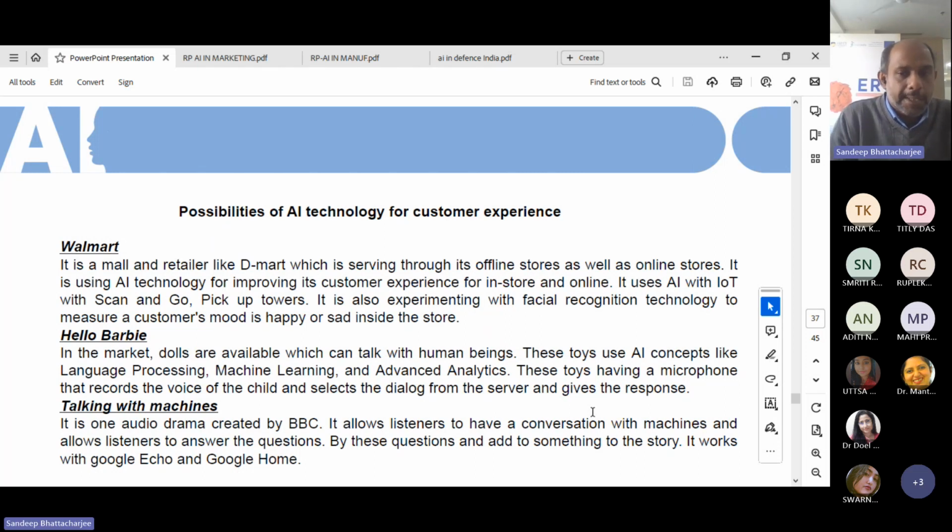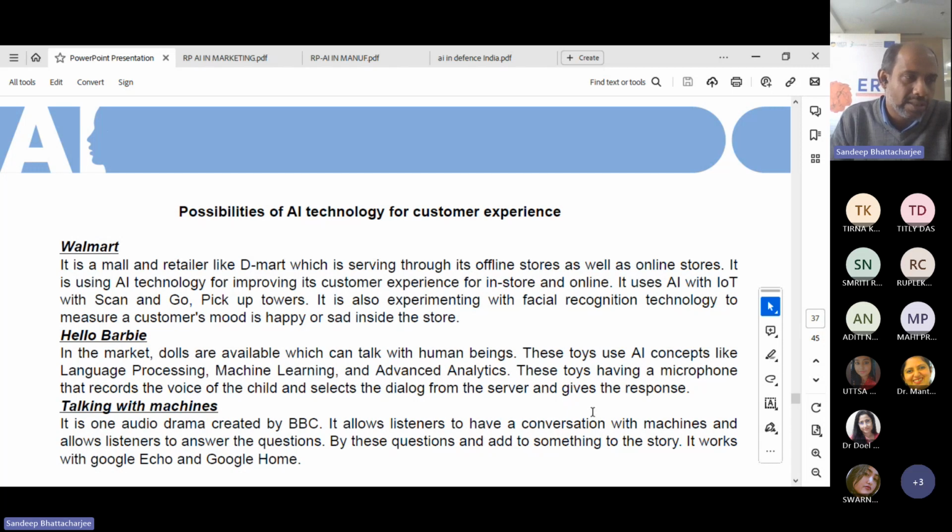In terms of customer experiences, it is available in Walmart. Walmart is a very, very big mall, we all know, one of the largest retailers in the world, multi-retailer, of course. It is a mall and retailer like DMart, which is serving through offline stores as well as online stores. They are using this AI technology for improving the customer experience, both within the store as well as online. They are using two important technologies, that is AI and IoT, the Internet of Things, for scan and go, pickup towers.